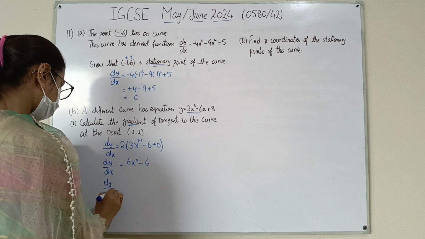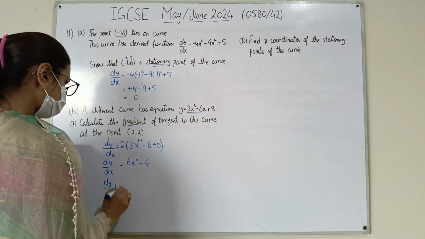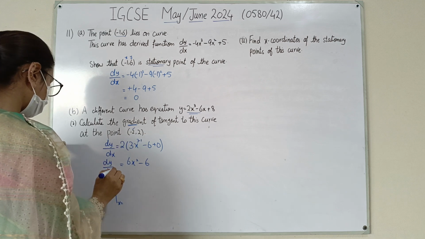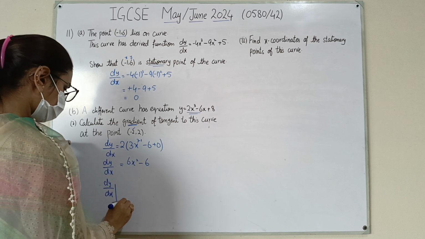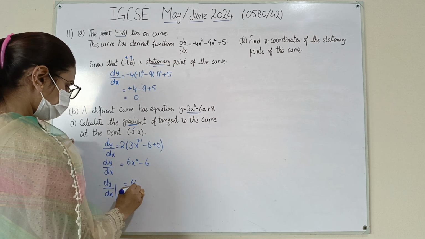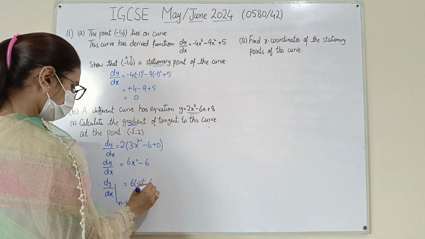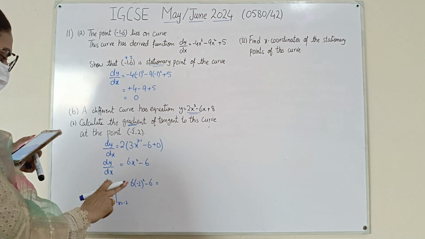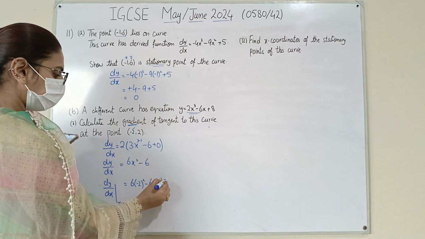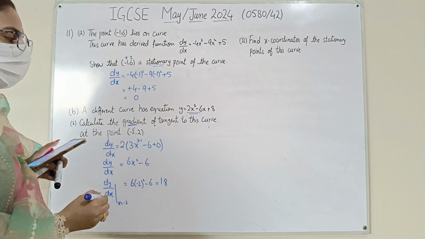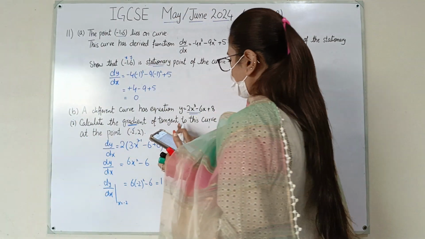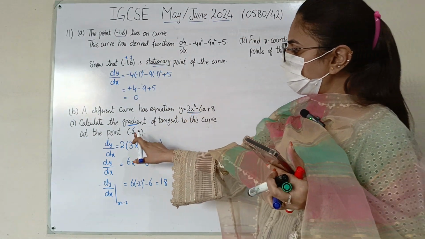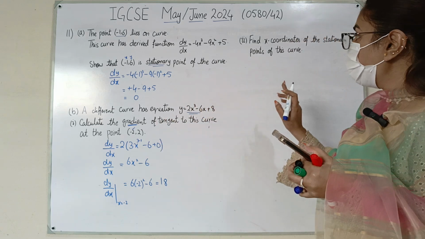Now you have to substitute the values as well. dy by dx at x equals minus 2. You have to put minus 2 in the equation: 6 times minus 2 squared minus 6. 4 into 6 will be 24. 24 minus 6 will be 18. This is basically the gradient of the tangent of this particular curve at the point minus 2, 2.